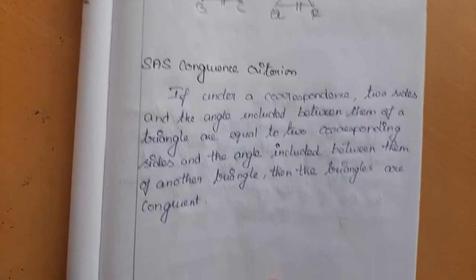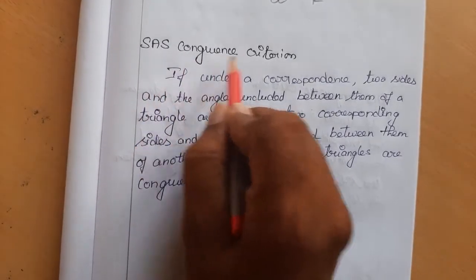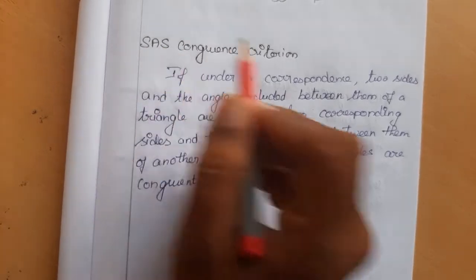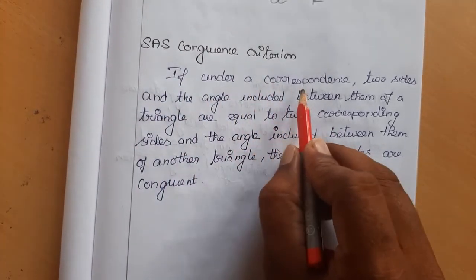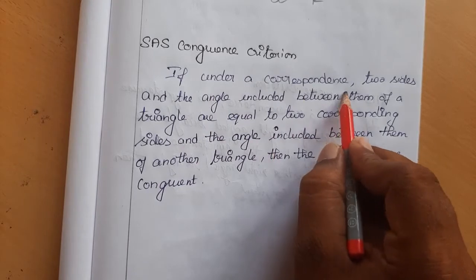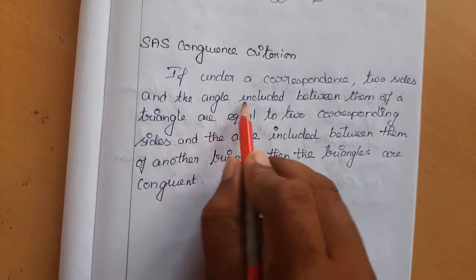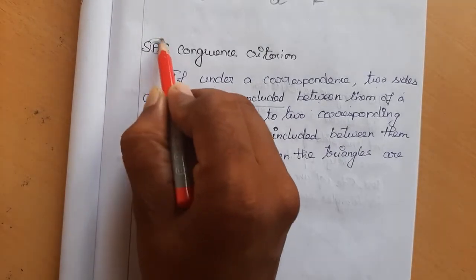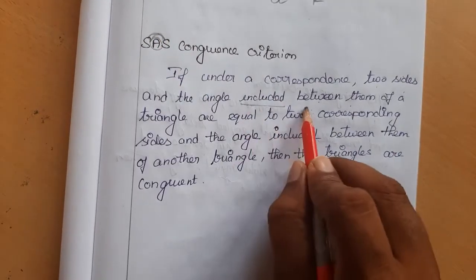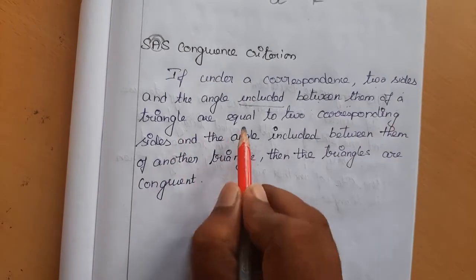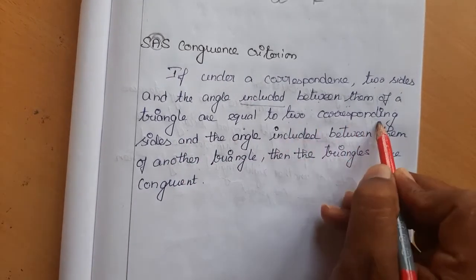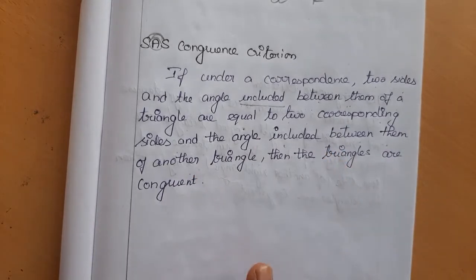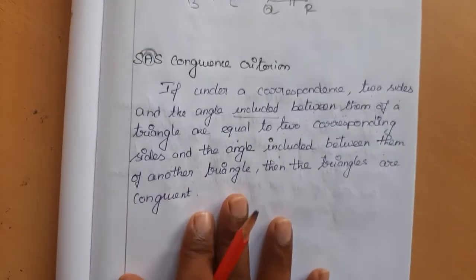The next criterion is the SAS congruency criterion. Here you have side, angle and side. If under a correspondence, 2 sides and the angle included between them are equal to the corresponding 2 sides and the included angle of another triangle, then the triangles are congruent. Here you can see the angle is included between these sides, right? If they are equal, then the triangles are congruent.